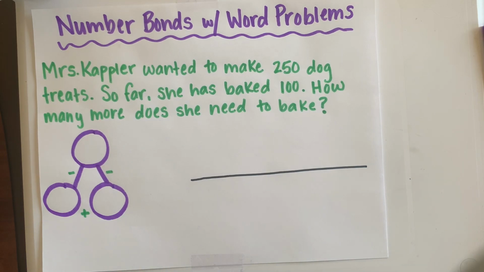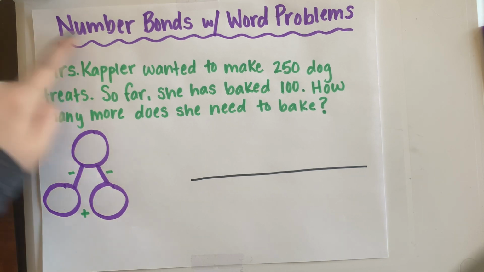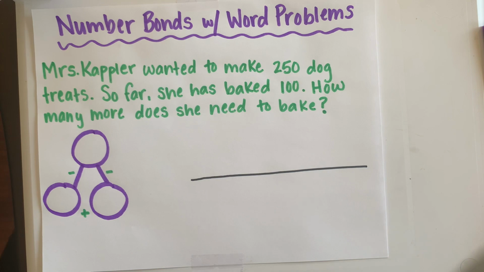Alrighty guys, now that we understand the basics of number bonds, I'm going to show you or remind you how we can use number bonds to help us solve word problems. So the word problem we have today says Mrs. Kapler wanted to make 250 dog treats. So far, she has baked 100. How many more does she need to bake?